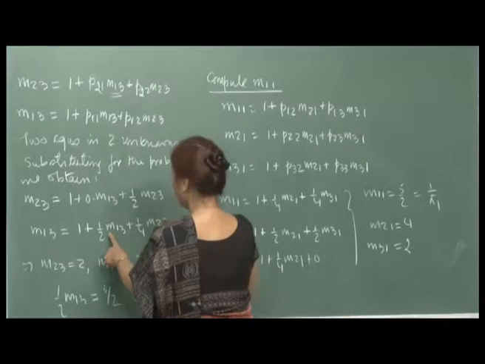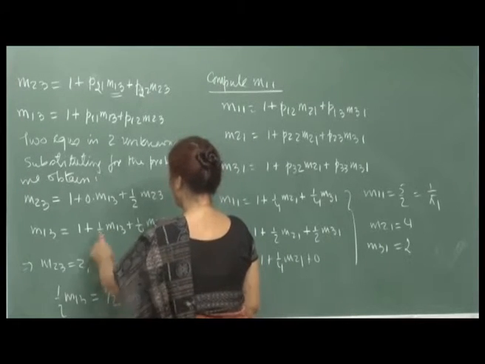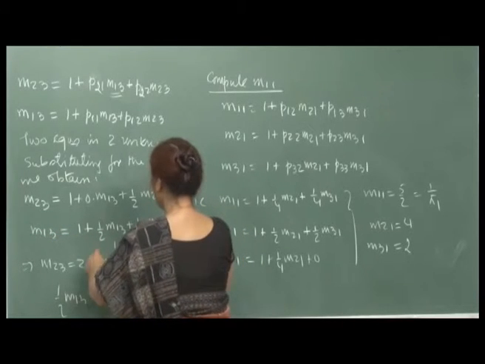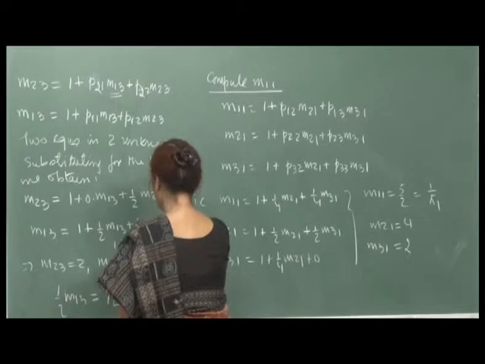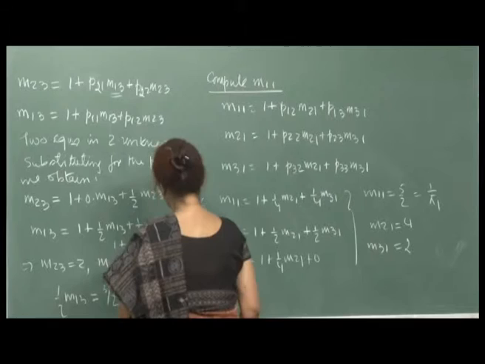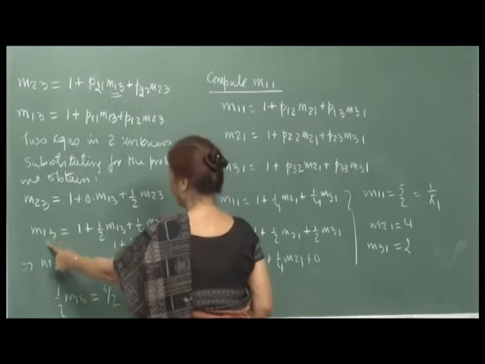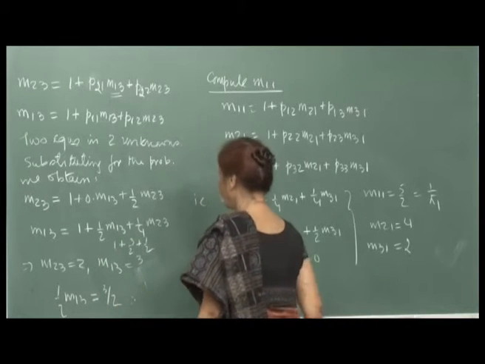So, this is equal to 1 plus M13, which we are saying is coming out. So, this is 3 by 2 plus 1 by 2, which is 2, plus 1, which is 3. So, M13 is 3. Therefore, that was the right solution.